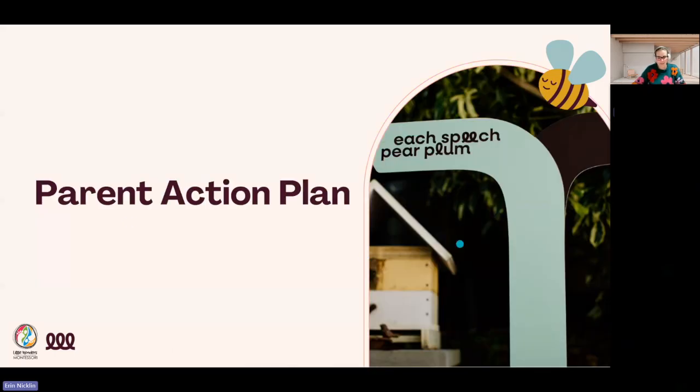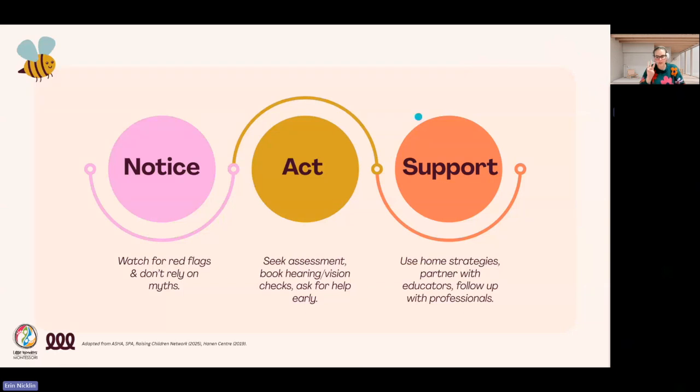Now, our parent action plan that we've got, there's only 3 things. So I don't want this to be complicated for anybody. I just want you to notice. I want you to watch for red flags and don't rely on the myths. Just block out all the noise and just listen to yourself, listen to your gut, see what feels right for you.